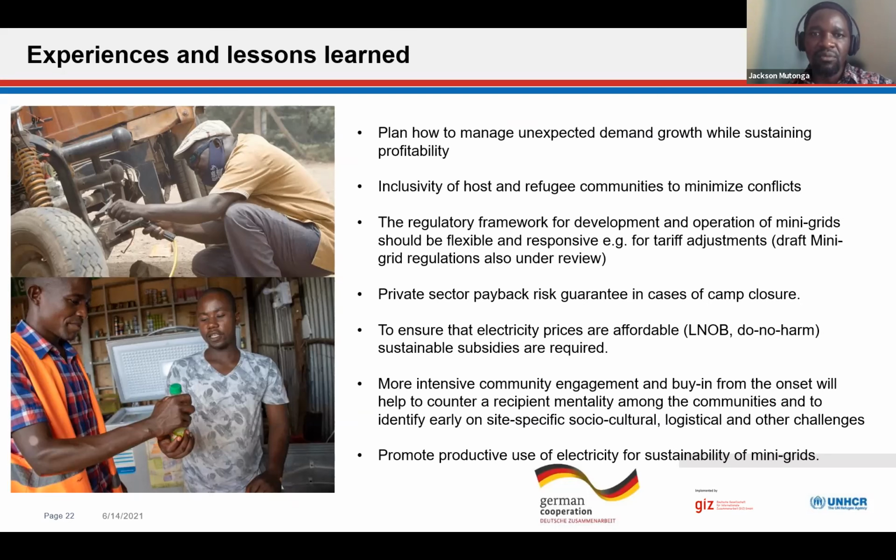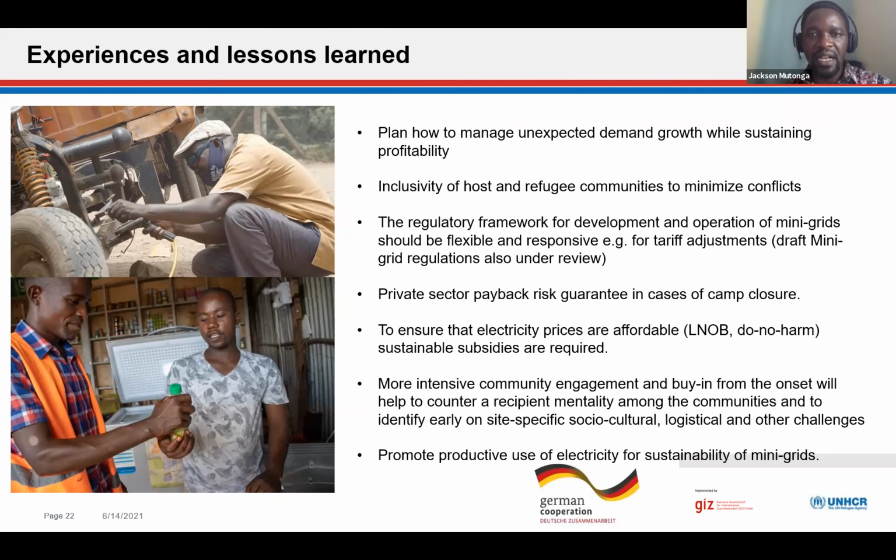So the regulatory framework is another important thing which needs to be flexible and responsive because of, for example, tariff adjustment. As the mini grid operator, private sector who is there, and we have been exchanging with them, they have reached a point where they need to increase the tariff because they are incurring a lot of costs, especially running the diesel generators to meet the demand which is there. But the regulatory framework is not easily accommodating to do such tariff adjustments very quickly.